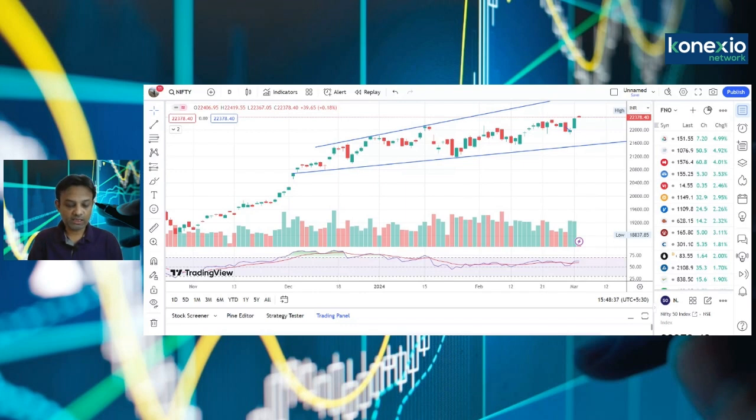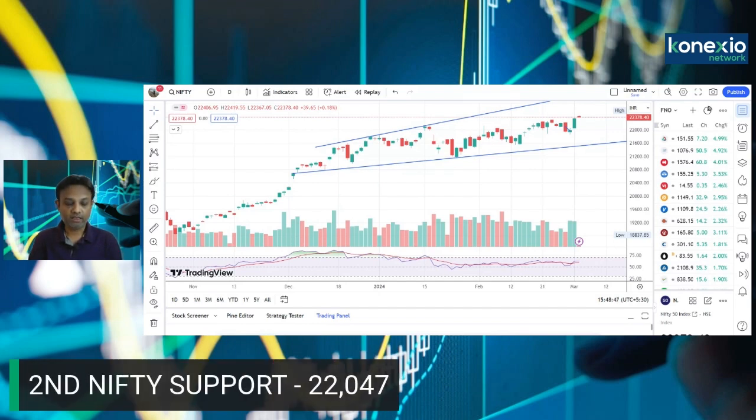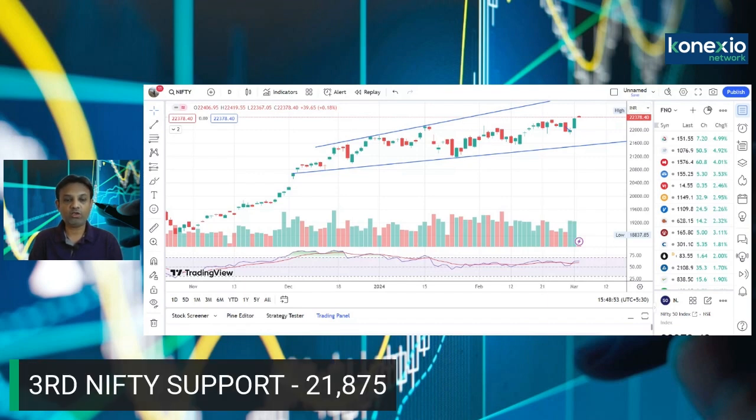Now, friends, let us discuss the crucial support and resistance levels in Nifty for the next week. The first support in Nifty is around 22,229. Below that, the second support is around 22,047. And below that, the third support is around 21,875.